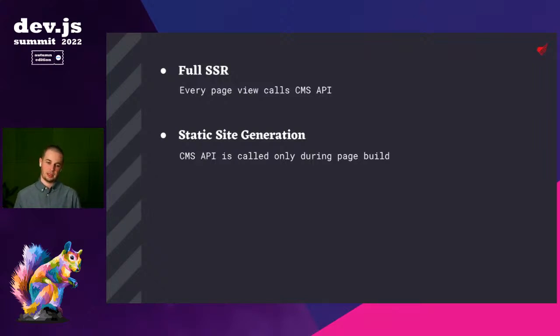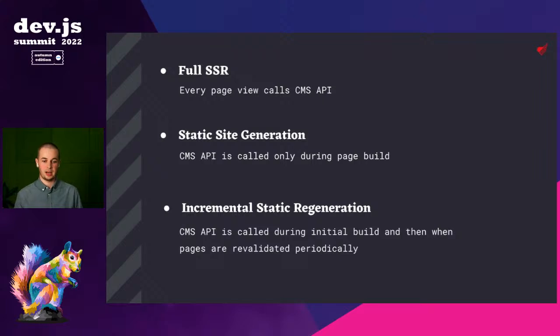In this case, the CMS API will be called only on the initial page build. And if you want to update the site using current data from the CMS, we have to trigger the build again. But if you do updates, let's say every week, the API will be called only once per week, so you are far from exceeding this 1 million API calls. But you can do another thing, which is, let's say, a hybrid. It's called incremental static regeneration, and in this case the CMS API is called first during the initial build of the page, and then when pages are revalidated periodically.